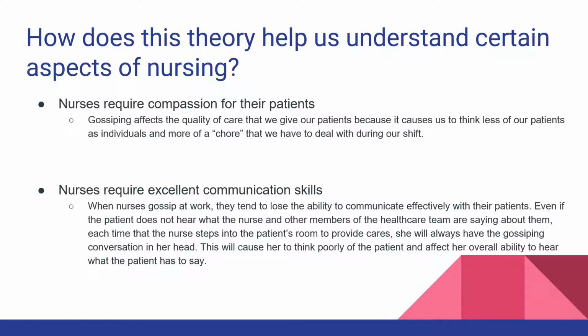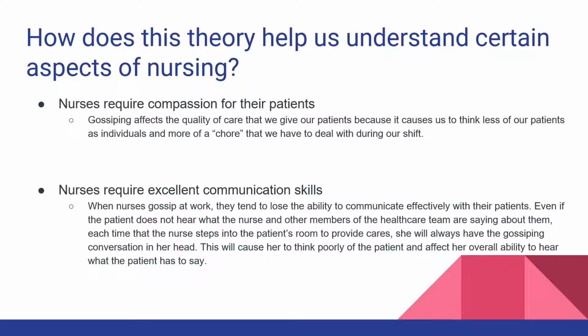Okay, so now the question: how does this theory help us understand certain aspects of nursing? We have two main bullet points here. Nurses require compassion for their patients. Gossiping affects the quality of care we give our patients because it causes us to think less of our patients as individuals and more of a chore that we have to deal with during our shift. So we need to have that compassion and care for our patients during our shifts and not see them as a chore. Nurses require excellent communication skills.